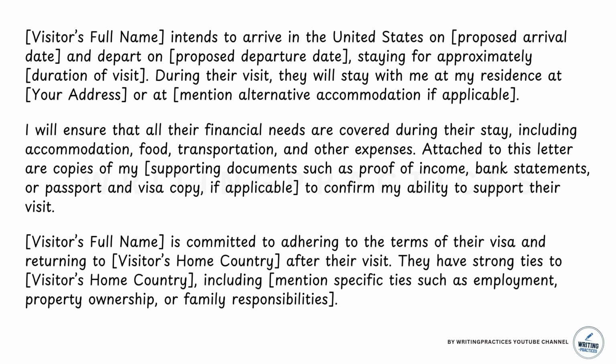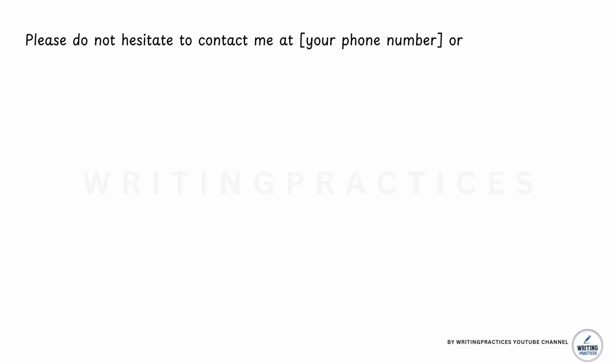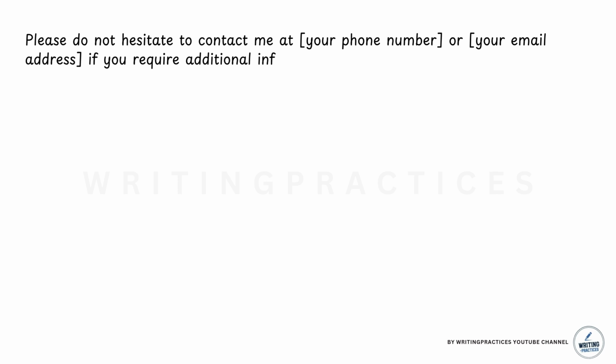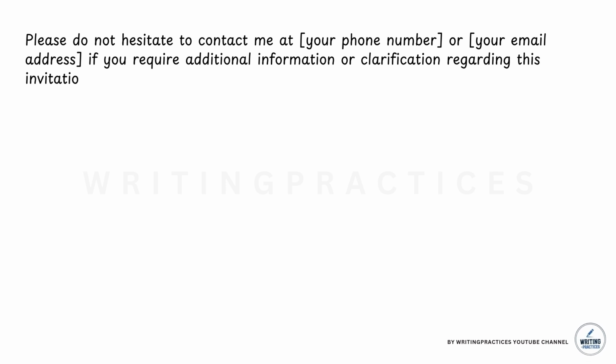Closing paragraph. Contact information. Wrap up the letter by offering your contact details and your willingness to provide further information if needed. For instance, please do not hesitate to contact me at your phone number or your email address if you require additional information or clarification regarding this invitation. This shows your openness and transparency, further supporting the credibility of the invitation.